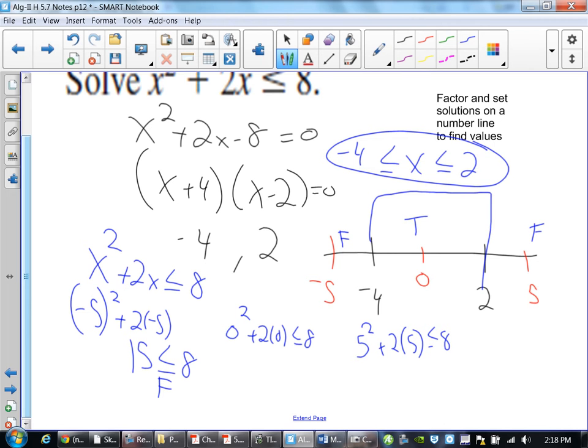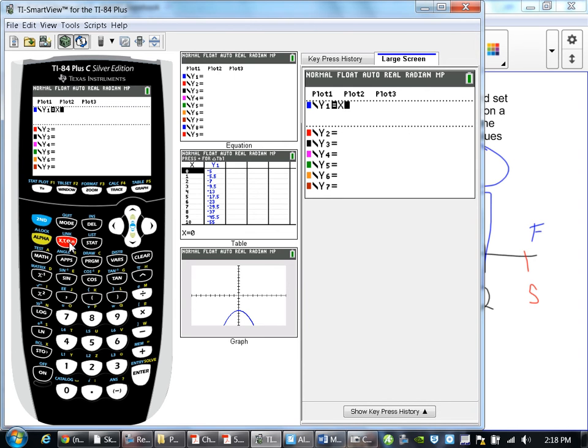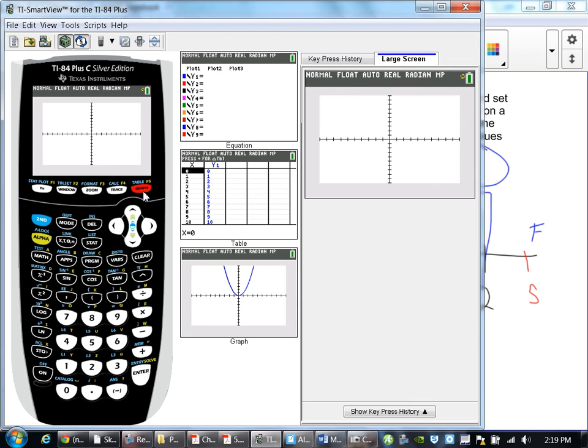Are these all linear then? No, they're not linear. These are still quadratics. What's happening here is I want you to think about this curve. This curve would look like x squared plus 2x minus 8. I just look at this curve.